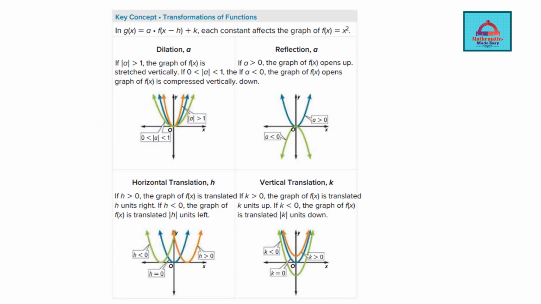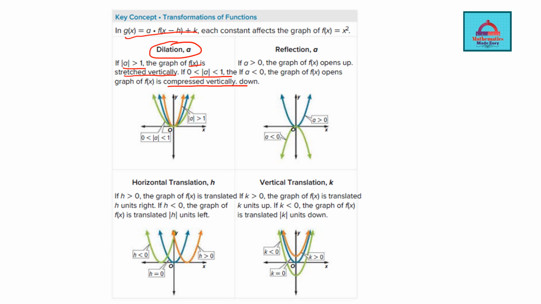Let me explain the key concept of transformations of functions. There are 4 kinds of transformation that can come in your exam. Usually there will be a mixed kind of question, so you always compare with this equation as we saw in the last slide. First is dilation, based on the value of a. If the absolute value of a is more than 1, the graph is stretched vertically. However, if the absolute value of a lies between 0 and 1, meaning less than 1, it is compressed vertically. This is how you look at the value of a and decide whether it stretches or compresses vertically.